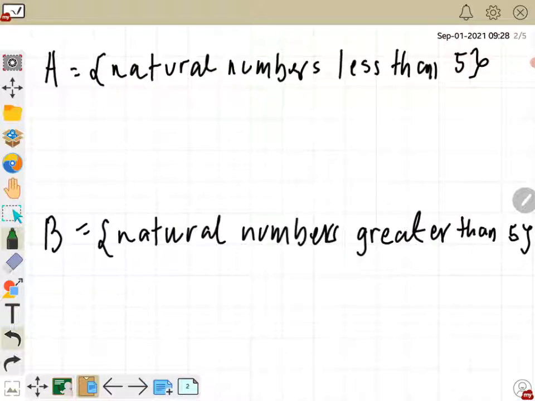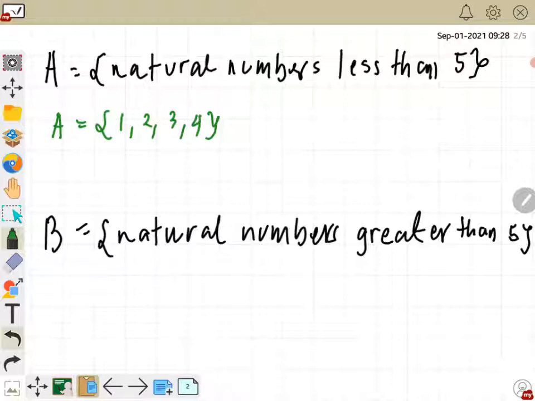So in this one, we have two sets, set A and set B. Set A is the set of natural numbers less than 5. To recall, when we say natural numbers, these are numbers we use in counting 1, 2, 3, 4, and so on. So here, if you're going to list down the elements of A, we will eventually have natural numbers less than 5: 1, 2, 3, and 4.